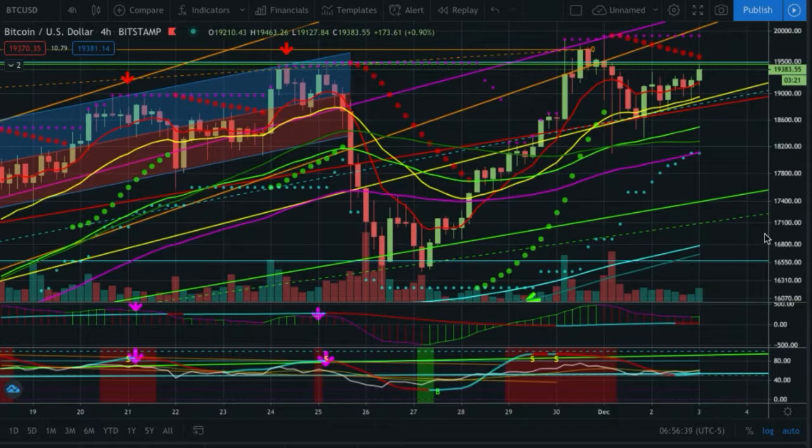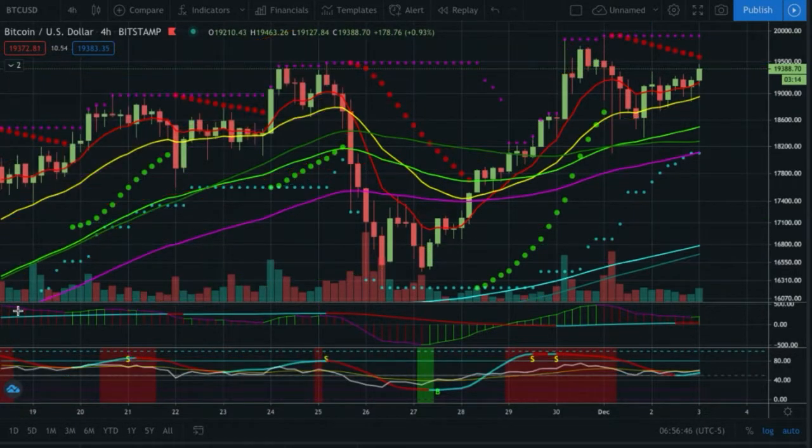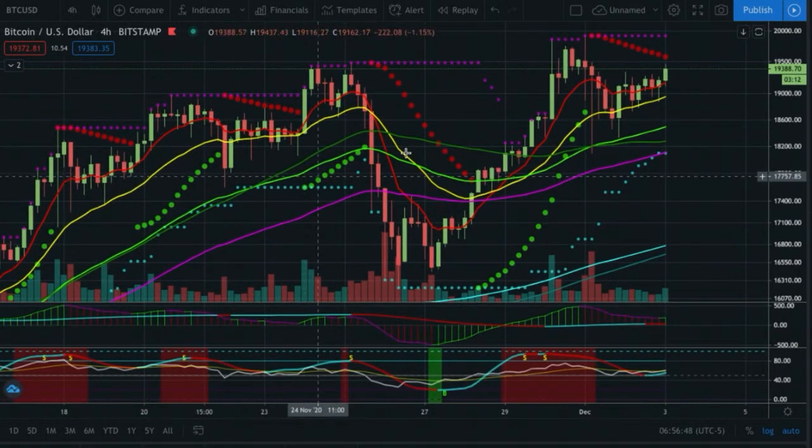Alright, here we got Bitcoin. I'm looking at the 4-hour. I've got the Bitstamp chart pulled up currently. Let's go ahead and turn off the drawing tools, and we'll just take a look at the moving averages.